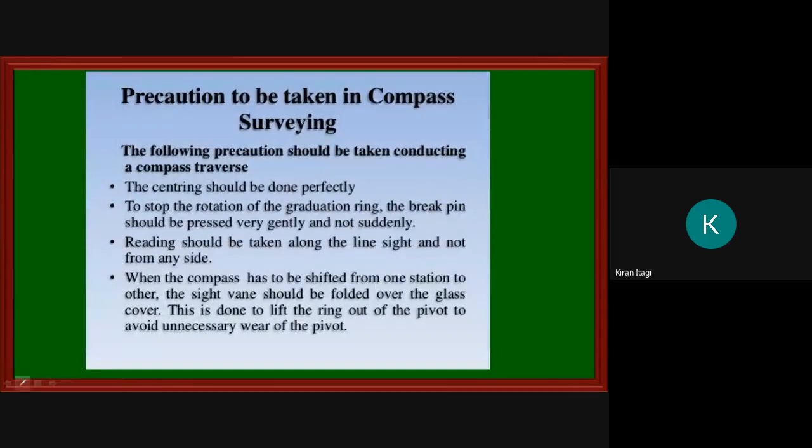Precautions. The following precautions should be taken while conducting the compass traverse. Once you come to the college, I will explain how to take the readings. I will provide the ranging rods.